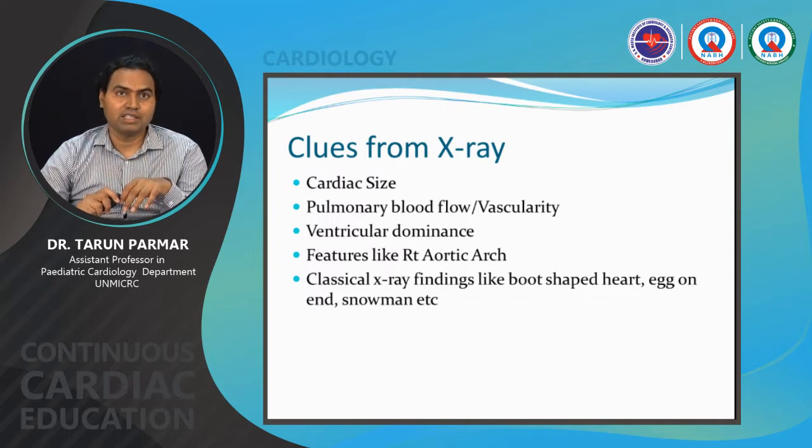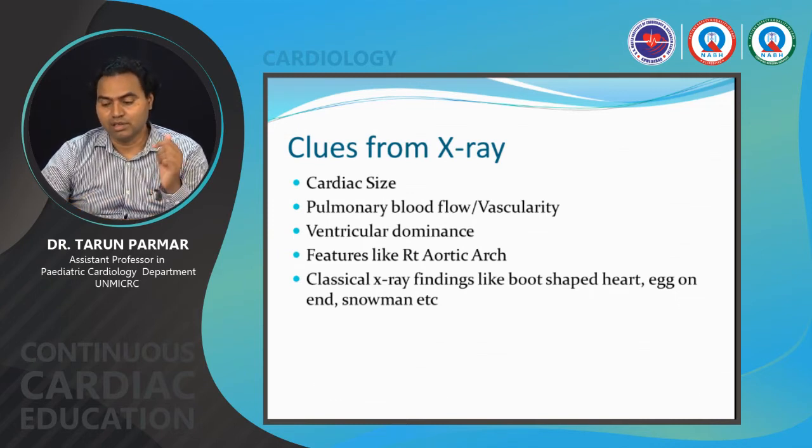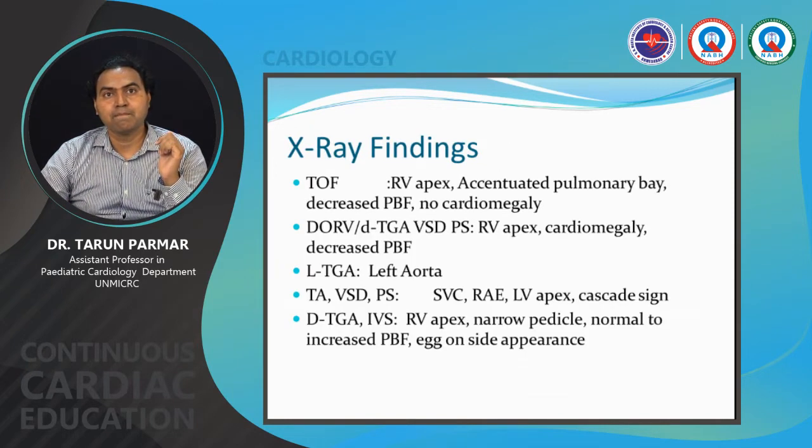So what are the clues from the X-ray to go towards the diagnosis of CHD? First, you have to see the cardiac size, either cardiomegaly or normal size, then pulmonary blood flow or vascularity, whether QP is increased or decreased, then which ventricle is dominant, RV or LV dominance, and then the aortic arch, whether right or left aortic arch. Then the classical X-ray findings, like boot-shaped heart in TOF, tricuspid atresia, or pulmonary atresia, egg-on-side appearance in TGA, or snowman appearance in TAPVC. So these are the different X-ray findings we have described.